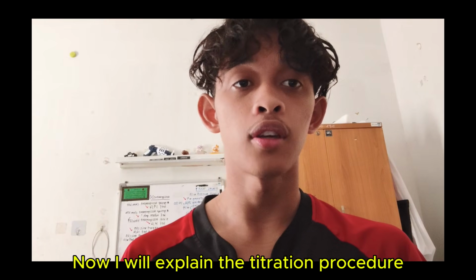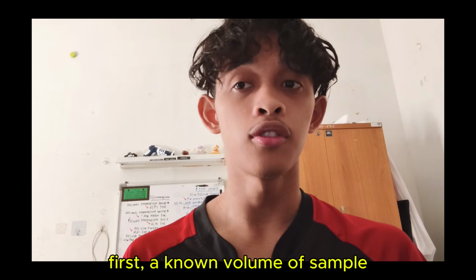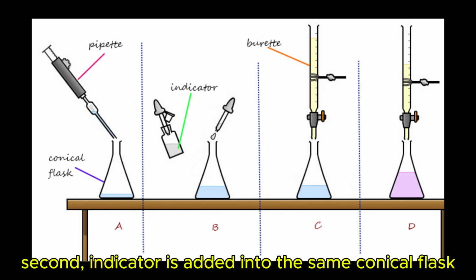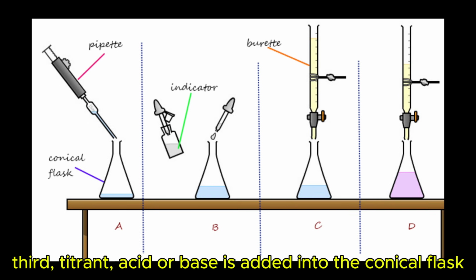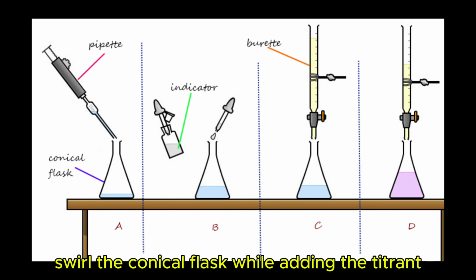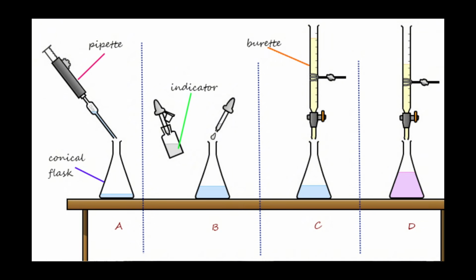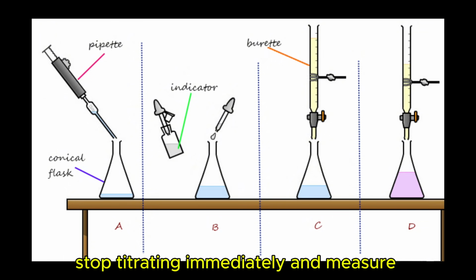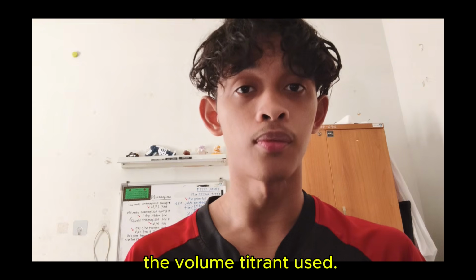Now I will explain the titration procedure. First, a known volume of sample is added into the conical flask. Second, indicator is added into the same conical flask. Third, titrant, acid or base, is added into the conical flask from the burette. Swirl the conical flask while adding the titrant. Lastly, when the color change is observed, stop titrating immediately and measure the volume of titrant used.